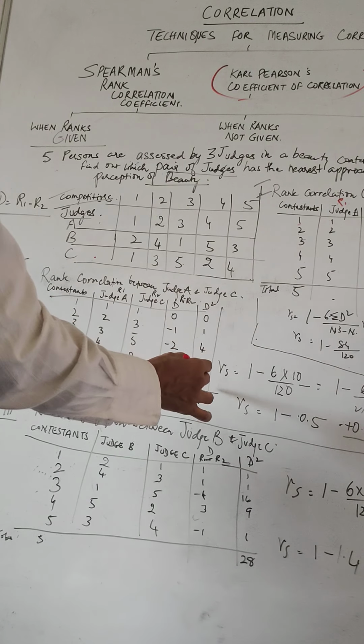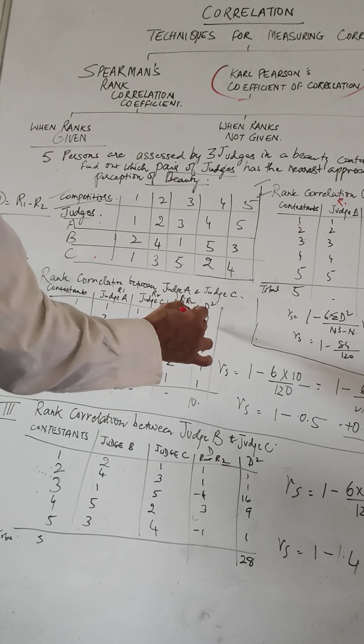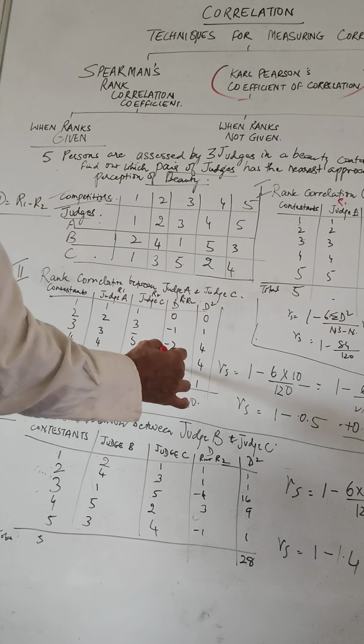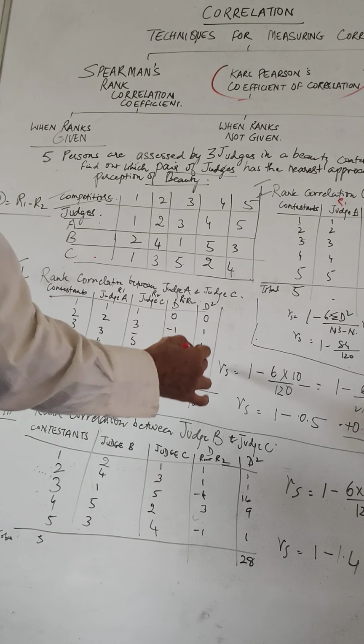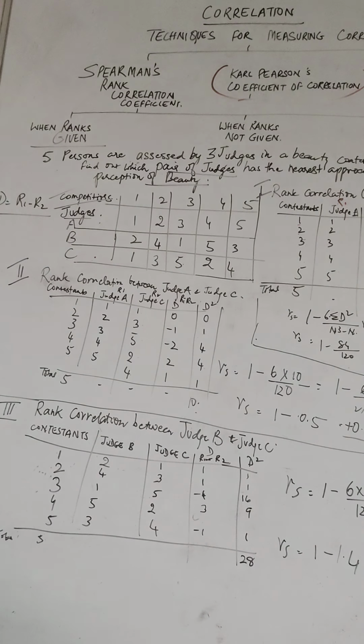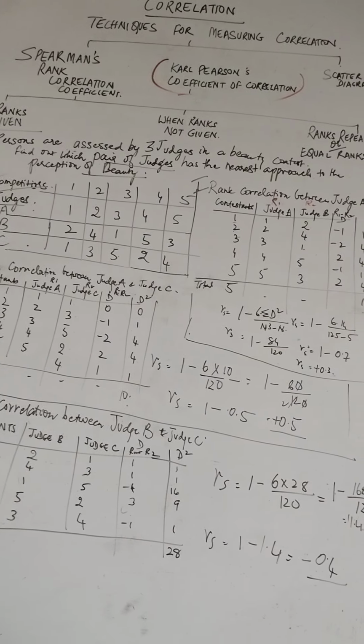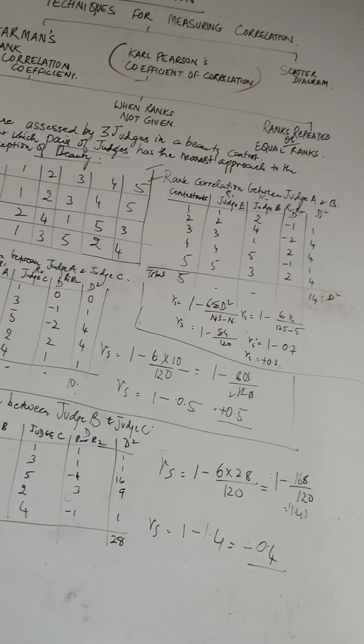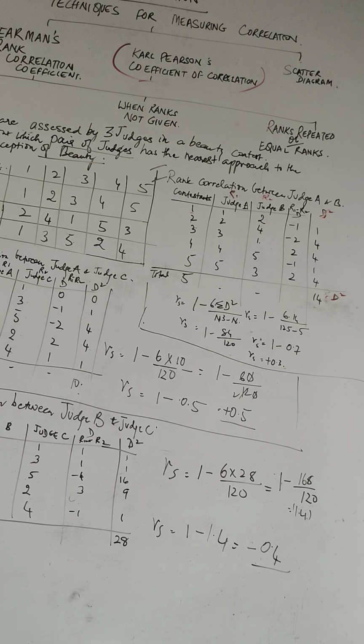When you add this up, we square them first: 0, 1, 4, 4, 1. What we get is 10. Now look at this. I've worked it out this side. I hope you can get this. We'll come to this side now.